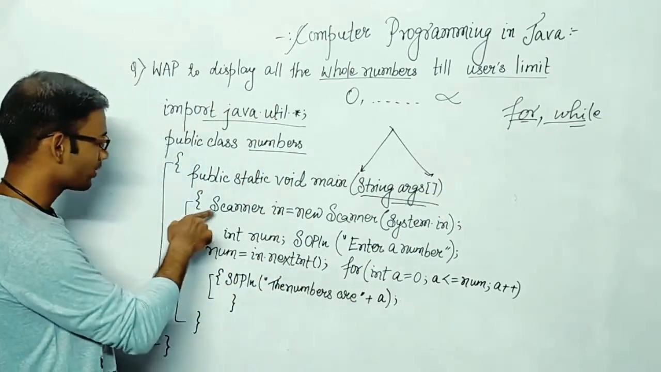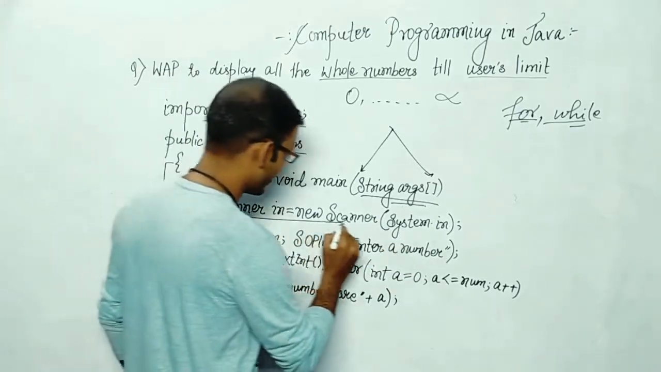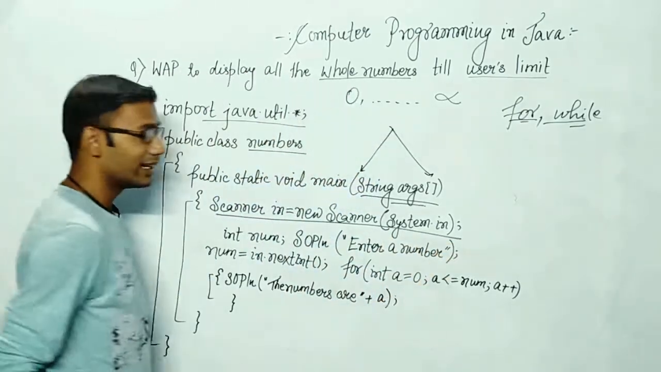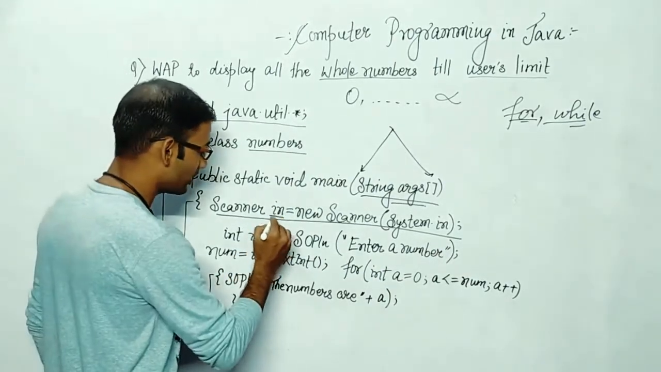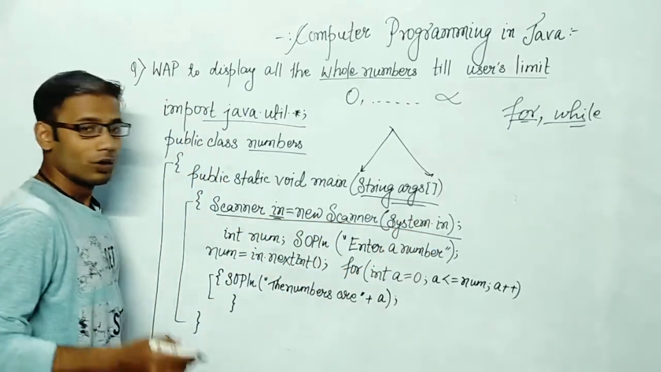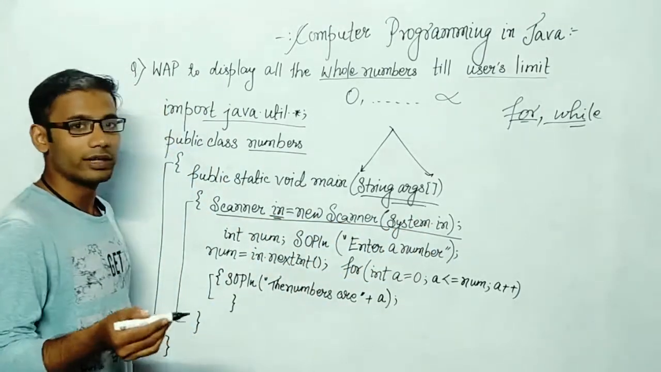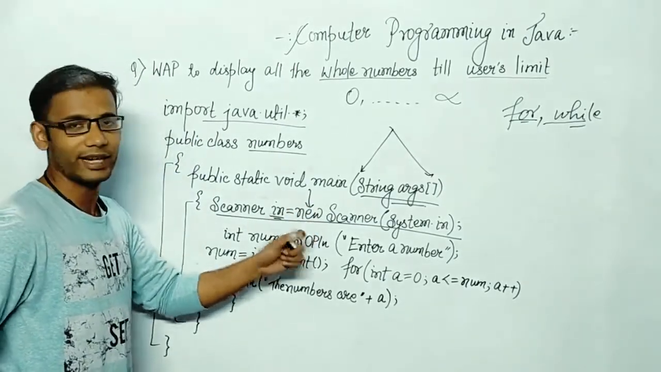After that is Scanner in = new Scanner(System.in). That means this line states instantiation, that is, creation of an object. The name of the object is in. Which operator is utilized to create an object? That is new. New is the keyword which we use to create an object.